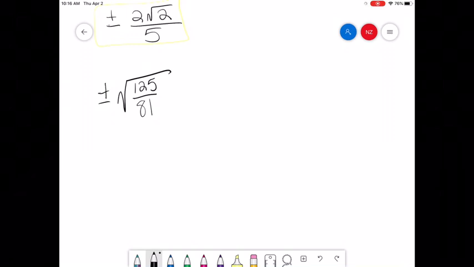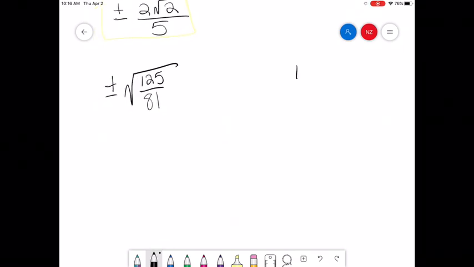So 125, you should have gotten factors like 1 times 125. You have 5 times 25, and I believe that is it. Okay, and look at that, you've got a perfect square, so this is going to work for us. I'm going to choose this pair here. The square root of 81, hopefully you figured out, was 9.